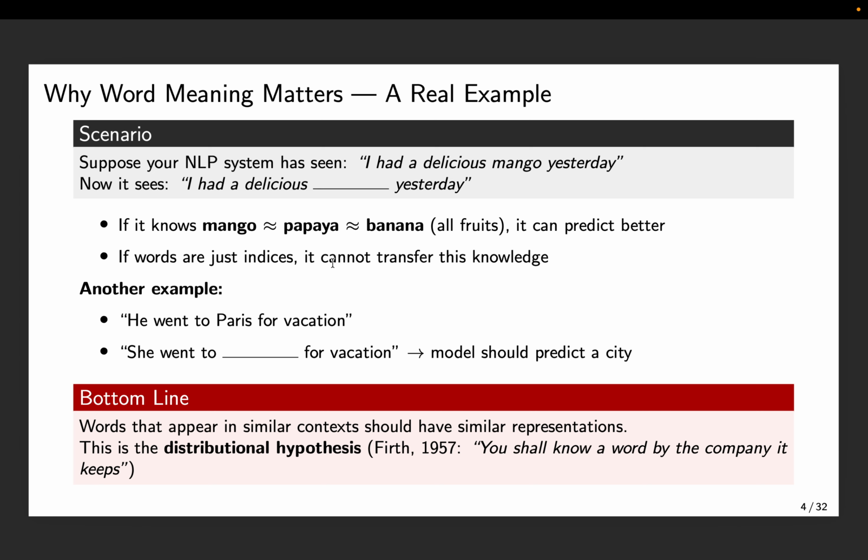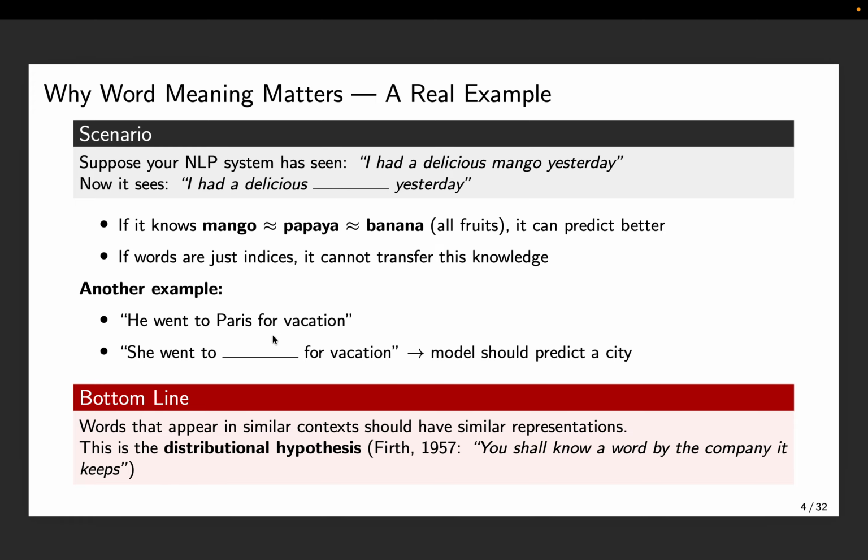It cannot generalize. Looking at another example, if the model has seen a sentence like he went to Paris for vacation, and now it sees she went to dash for vacation, ideally it should predict a city: Paris, London, Tokyo, something like that. For this to work, the model needs to know that Paris, London, and Tokyo are all the same type of word. They are cities and they belong to the same context.